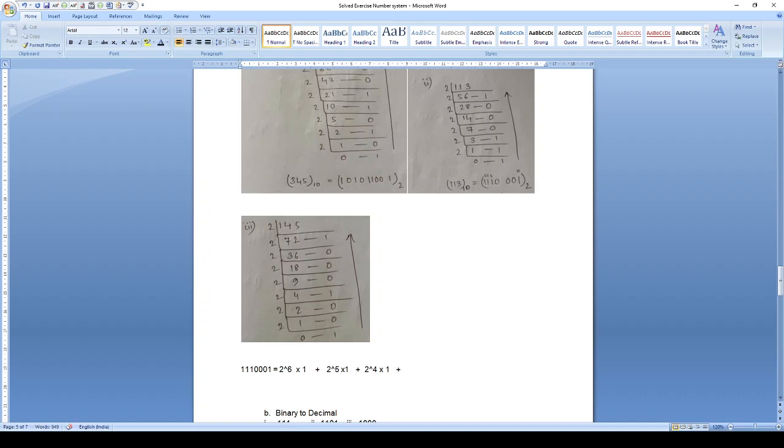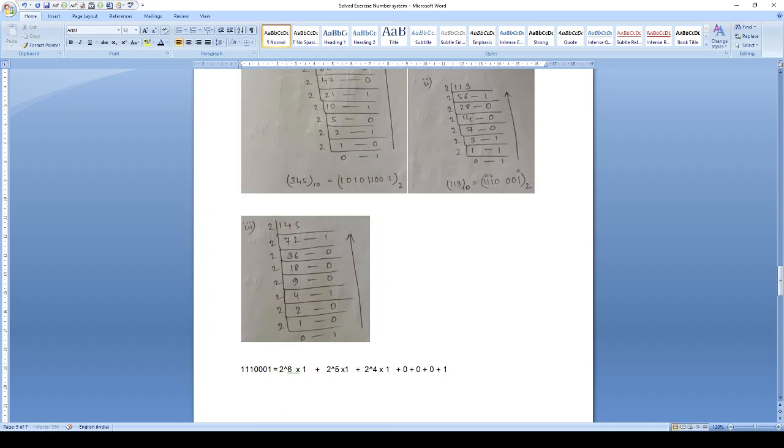plus, there are zeros. For 2 to the power 3 there is a 0, plus for 2 to the power 2 there is again 0, for 2 to the power 1 again you have a 0. Next, in 2 to the power 0 you have 1. 2 to the power 0 means 1. So like this.